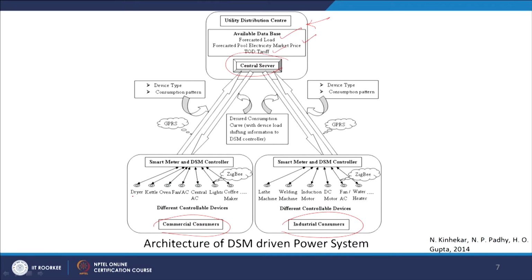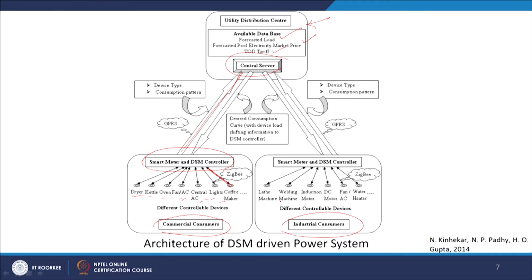So, with this source, now all my devices in a commercial building, starting from AC, central AC, lights, they do communicate with my smart meter or DSM controller through Zigbee communication technology, and then those data can be transferred to my central server through GPRS.